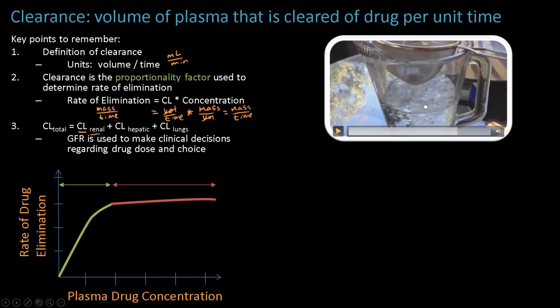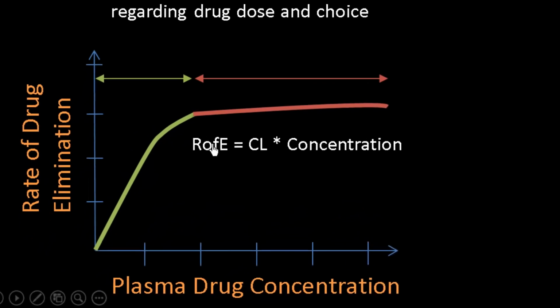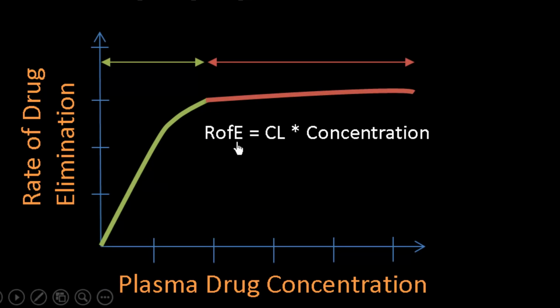Now to point 2. Clearance is the proportionality factor used to determine the rate of elimination. So here I have this equation: the rate of elimination is equal to the clearance times the concentration. And the constraint under which I can use this equation is when I'm dealing with first order kinetics. Now this is something that we described in the past, and I'll briefly touch on it now, but if you're confused, refer to the prior video on that topic.